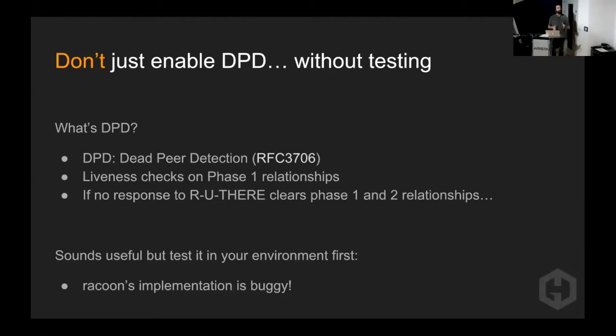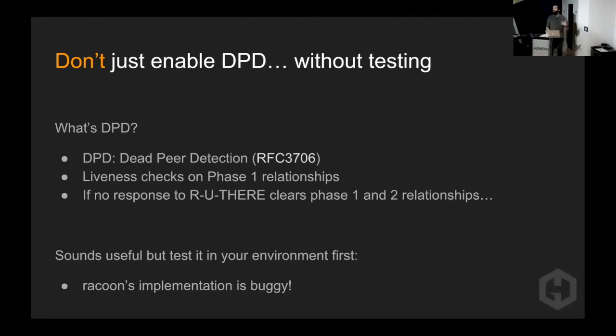Do not just enable DPD very quickly. DPD is dead peer detection. It's a liveness check. It basically works on phase one relationships in IPsec. If it hasn't heard from the other host for a while, it says, oh, this guy might be dead, and pings him. If the ping doesn't work, it deletes all associations. It's a very nice idea. It's very useful, but you're going to be shocked by this.